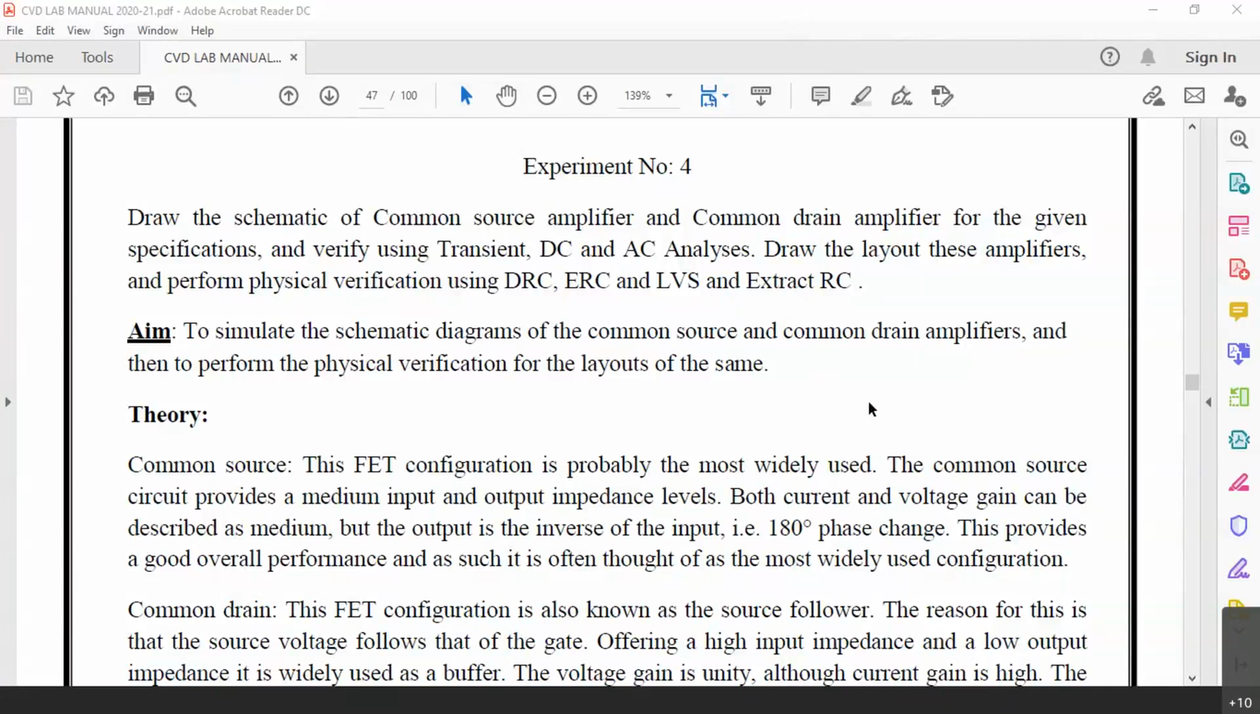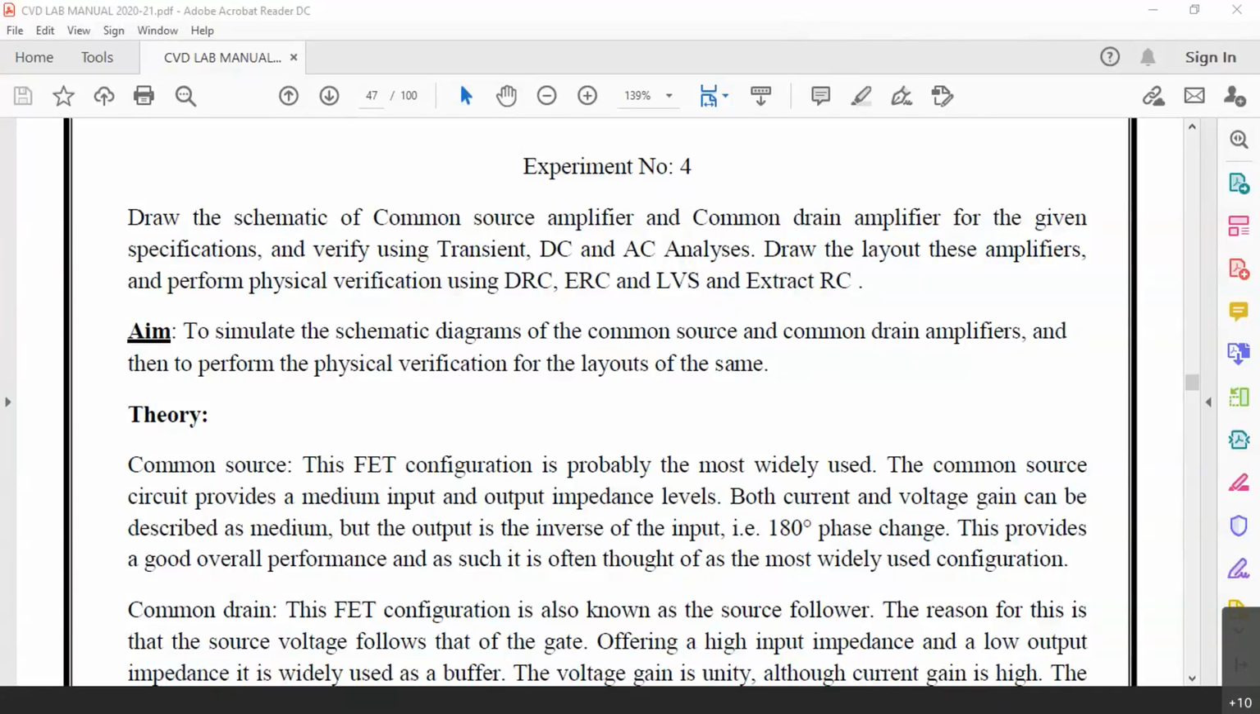So today's class is common source amplifier and common drain amplifier, its simulation and its layout. Both of these experiments will not be over in one class. So today we will be discussing only the common source amplifier. In the next class, we will discuss the common drain amplifier.